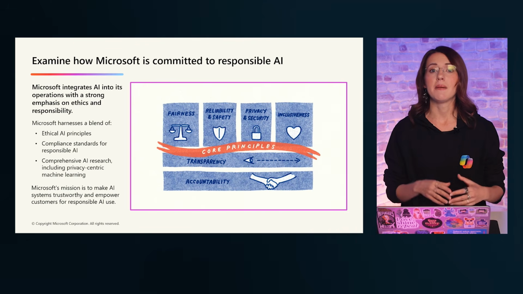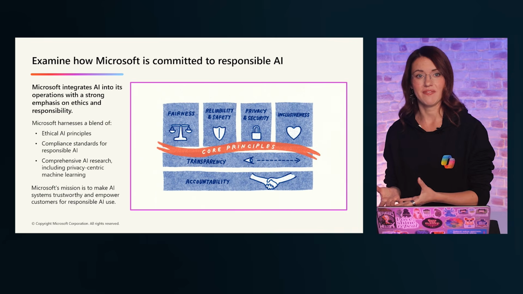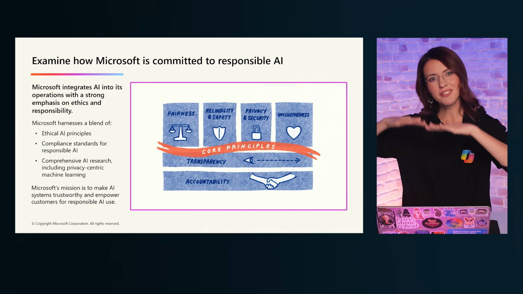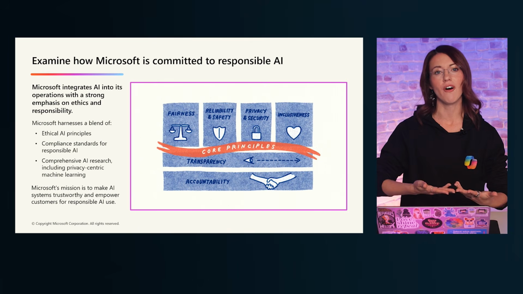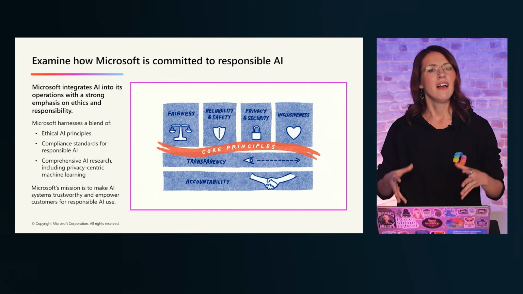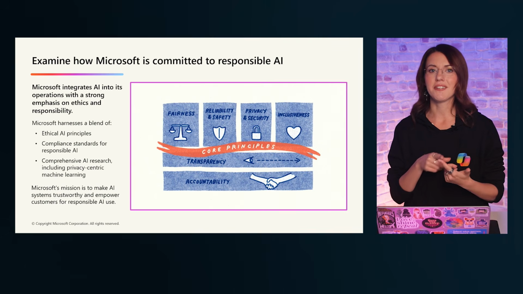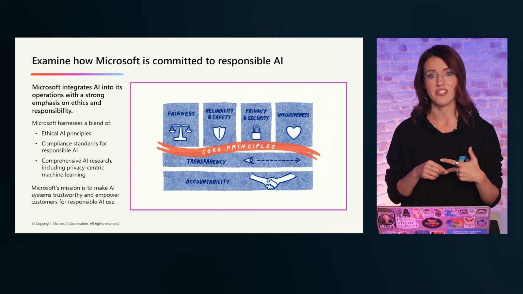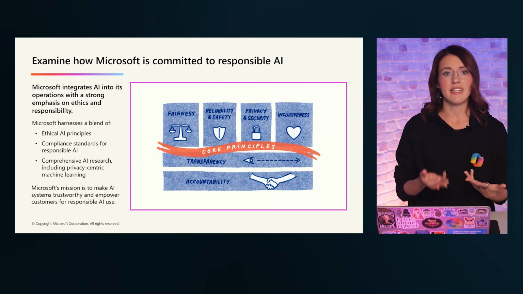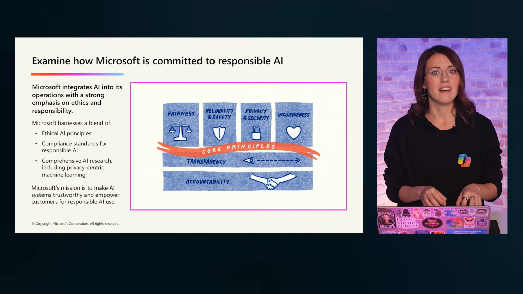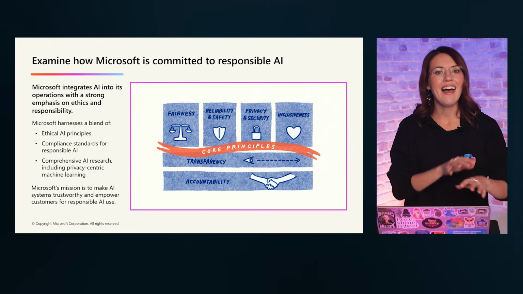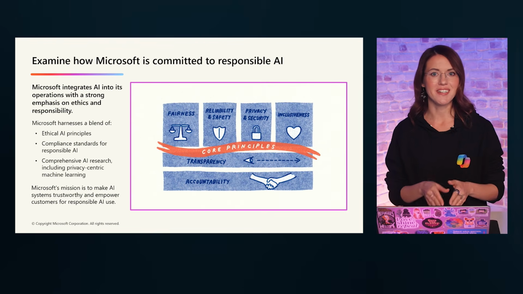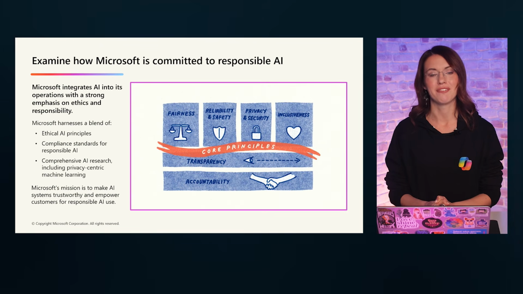Next is reliability and safety. AI systems must work as expected and reduce risks like harmful content or misuse. They should be dependable, secure, and resilient. Privacy and security are essential. Users and their data must be protected, handled responsibly, and aligned with privacy regulations. Trust starts with keeping information safe.